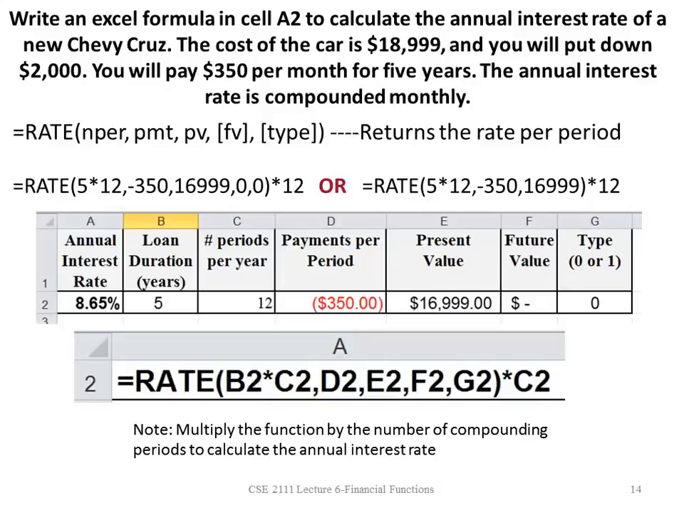The future value is 0 because we assume we will pay this off at the end of the 5 years, and the type is 0. You always take the entire rate function and multiply it by the number of compounding periods, which is 12. Again, on the right side, I've left out the comma 0, because if there are zeros at the end of the argument list, we do not have to include them. At the bottom, I have the cell references that I've plugged in, which is always the best way to complete this. And then we get our annual interest rate.